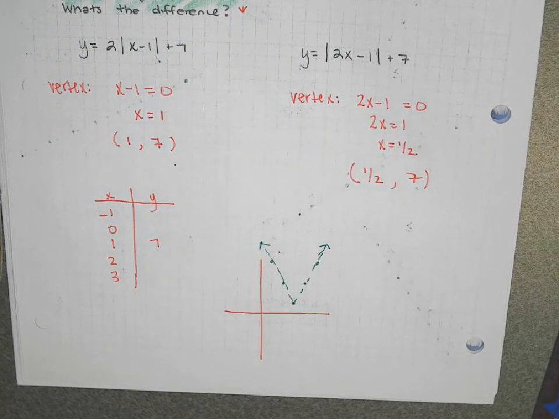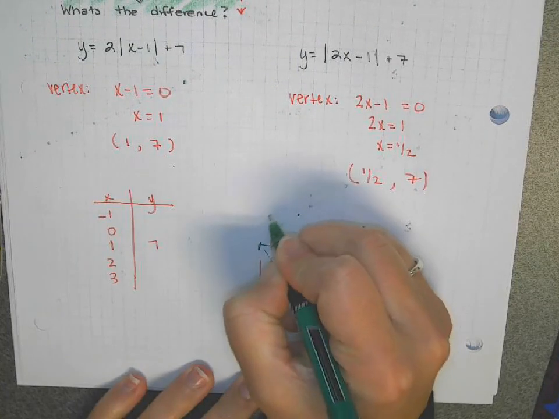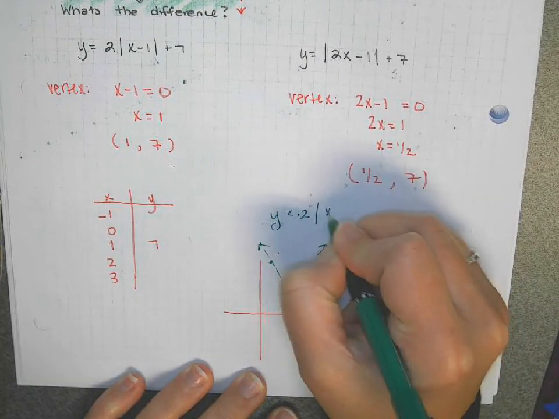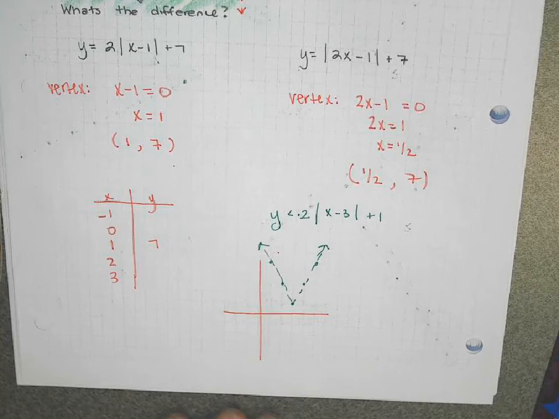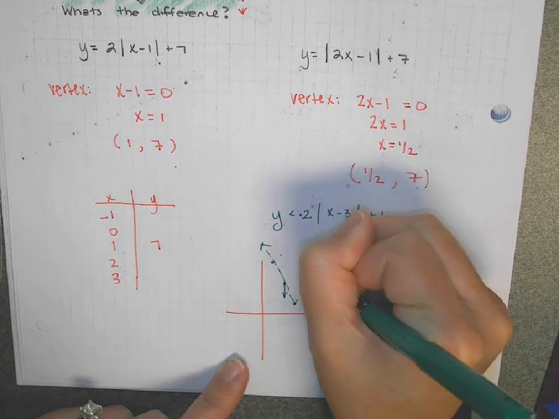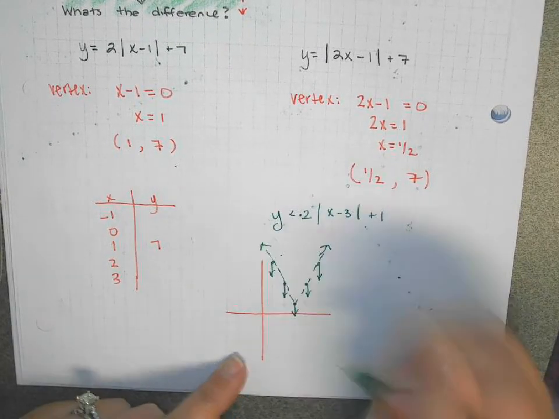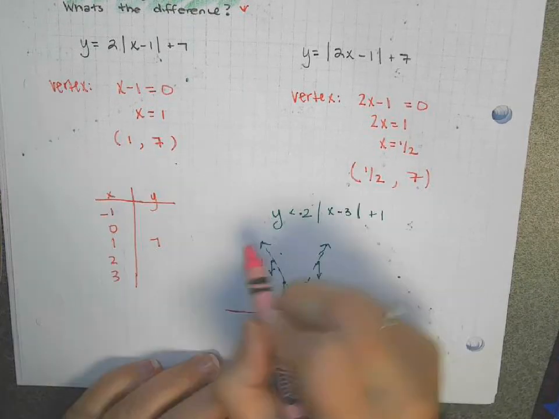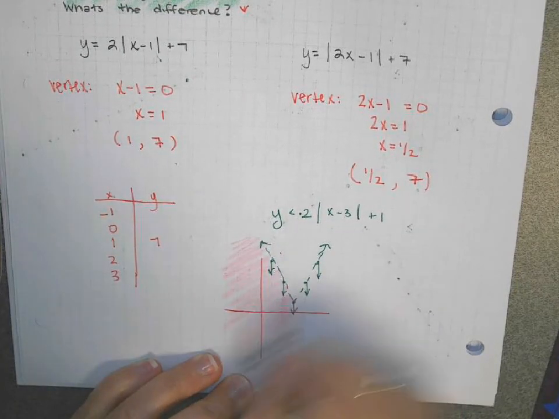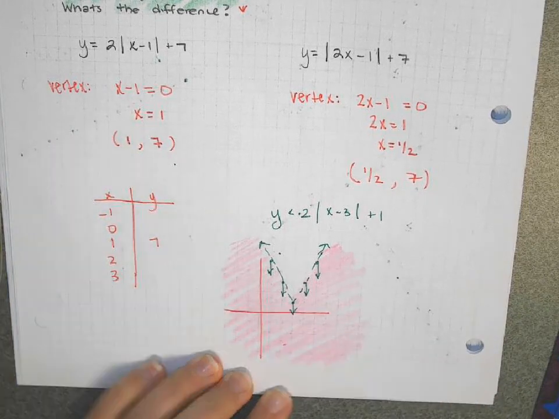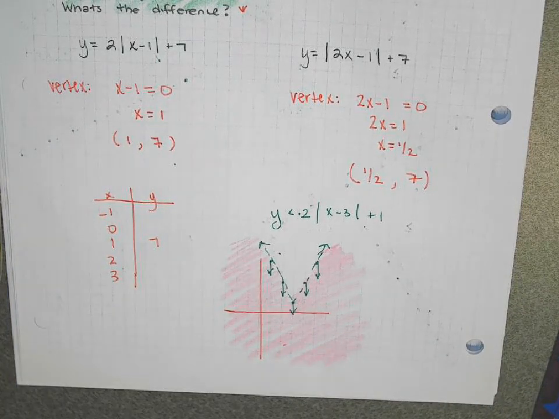It'll be y compared to, so if it was y is less than 2 times the absolute value of x minus 3 plus 1, that is the equation for this. Okay, if it was y is less than, I know that I'm shading down from those points. Down from those points means all of this will be shaded, not above the V. Okay? Does that make sense?